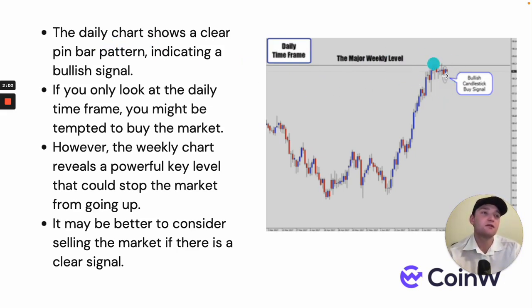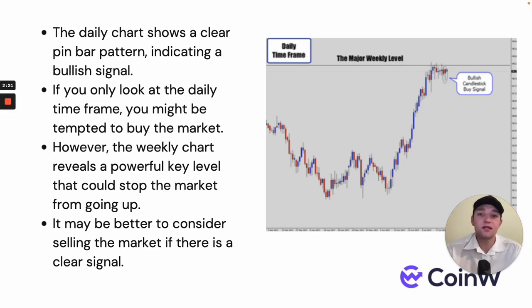Because you have this pin bar pattern that basically implicates that you're going up. So it's a bullish pattern. However, the weekly chart reveals that you had a powerful key level where the market could stop going up, right? That's how I identified earlier. And it may be better to consider selling the markets and waiting for a clear signal.